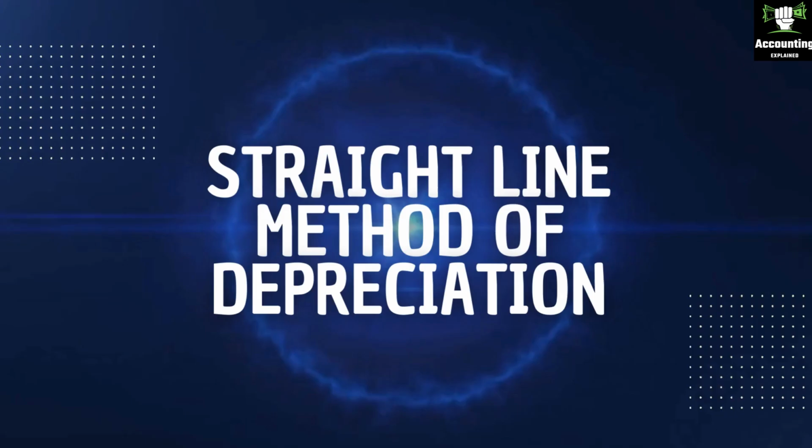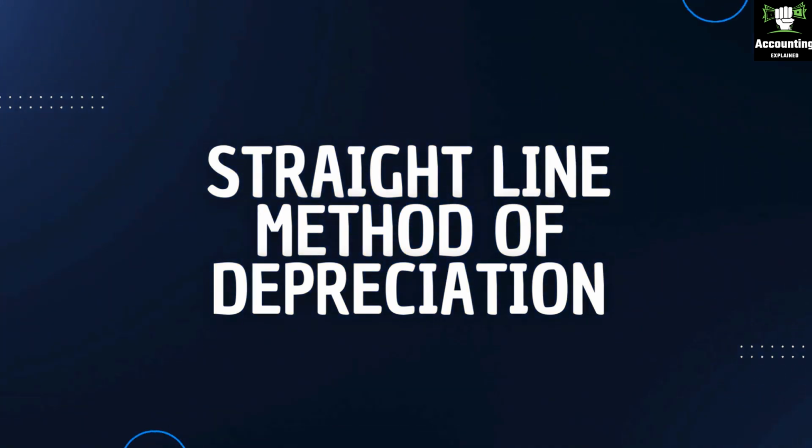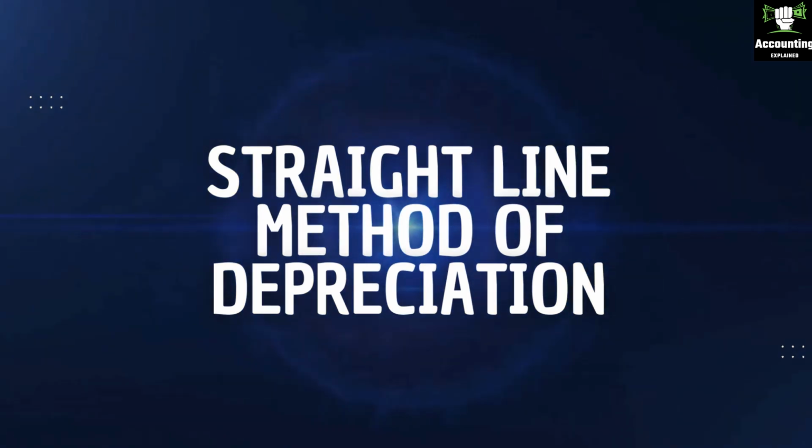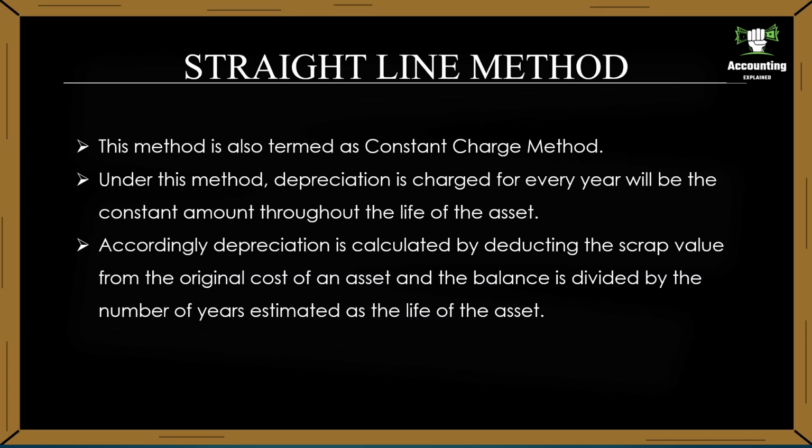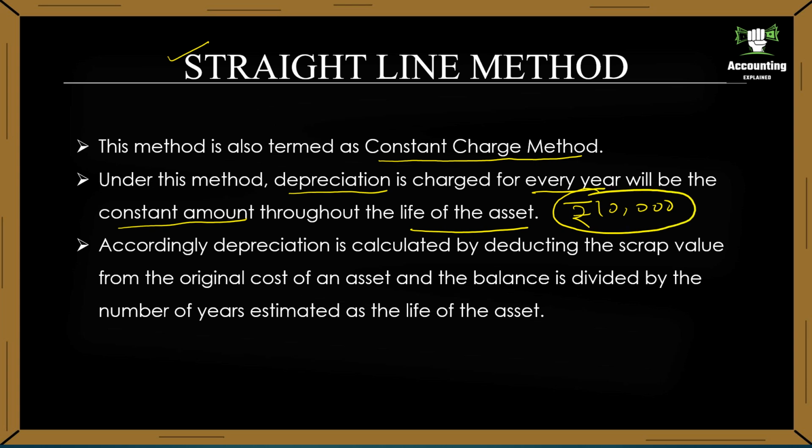In today's video, we are going to see the straight line method of depreciation. The other name for this is the constant charge method. Under this method, the depreciation charged every year will be a constant amount throughout the life of the asset. If you charge rupees 10,000 as depreciation for the first year, then the same amount will be charged till the end of the life of the asset.